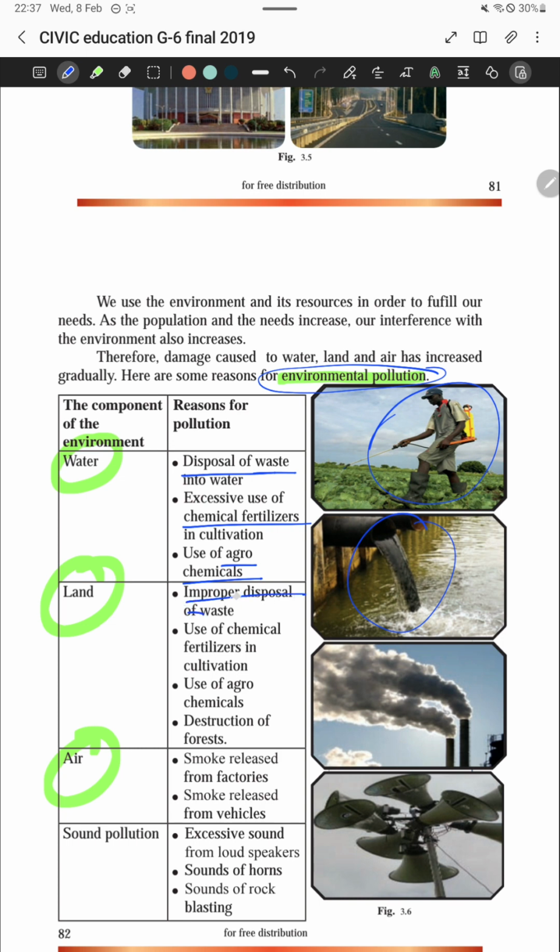Next one is land. Same thing is there, improper disposal of waste. You have seen in many videos that animals are eating polythene and other things because of the improper disposal of waste, right? The other thing is chemical fertilizer. Chemical fertilizer for the land is also another problem, and agrochemicals, same thing. And also destroying the forests, that is called destruction of forests, right? You are cutting trees, and we're damaging the natural beauty, the greenery in the world. So that is also another way of polluting the environment, right?